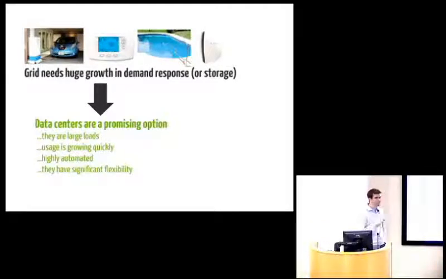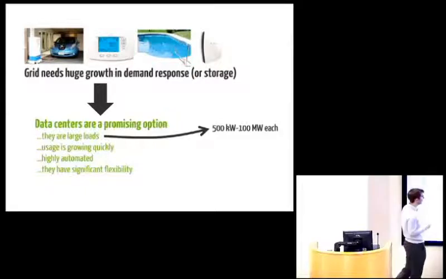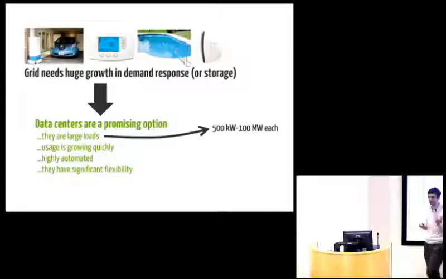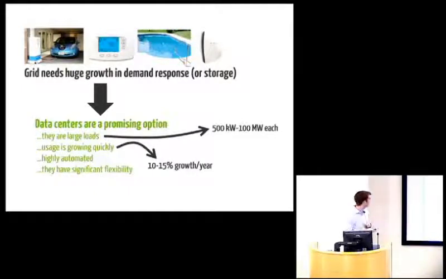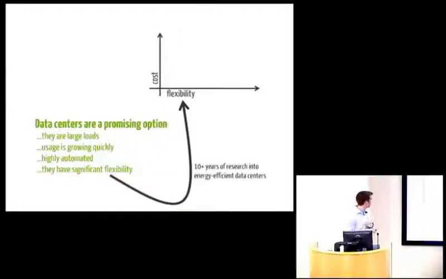Here, the same capacity can be extracted from one data center. And data centers are huge. There's a wide range, but think of these as like 20 to 40 megawatts in one building. That's an enormous load, hundreds of thousands of households' worth of load in one building. Usage is growing at about the same rate that PV installations are growing in most of the country. They're highly automated already because of all this work we've been doing to incorporate flexibility.